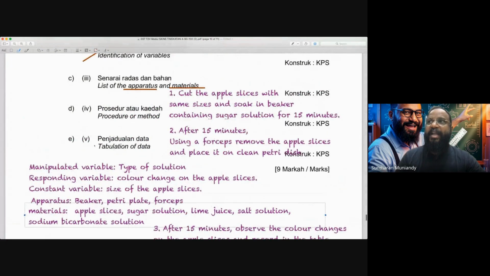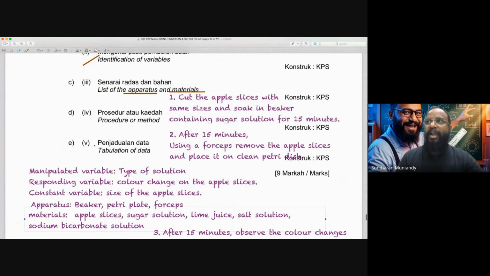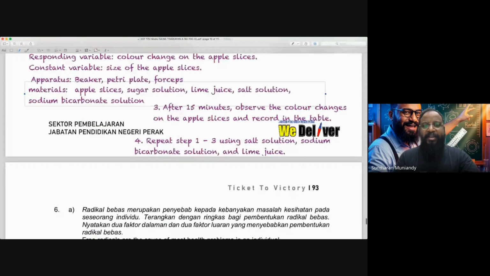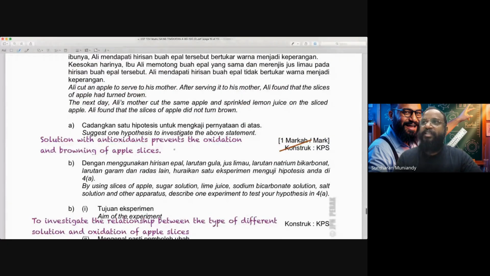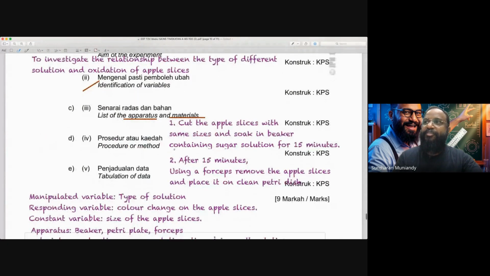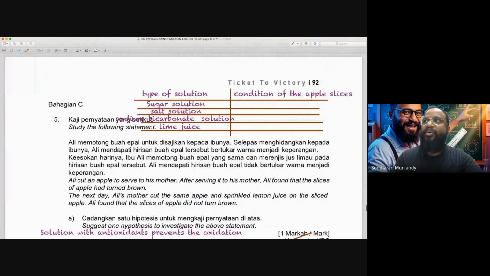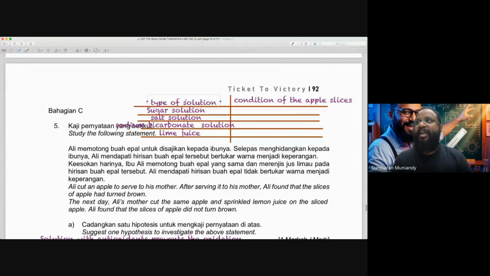And then they ask me my procedure. Okay, I write down the procedure. I have 4 procedure. Usually in the procedure, you must have 4 things: how to handle the manipulated variable, how to handle the responding variable, how to handle the constant variable, and the safety measures that you must have in your experiment. And then you have the last one. They ask you to give a tabulation of data. There you go. You must have your MV and your RV listed and make sure it is a clean table. Use a pencil for you to draw the table.